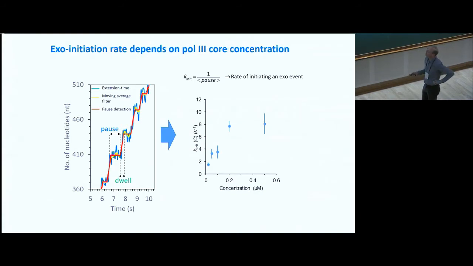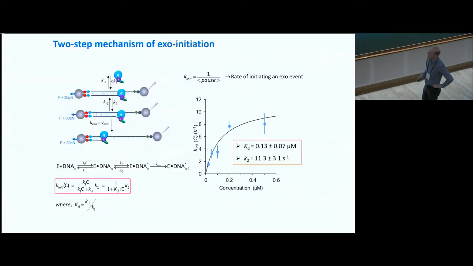So how can we describe this quantitatively? What's really happening? There's some initiation rate for an exo event after a pause. That rate depends on concentration, and so that's really just 1 over the pause time. So that's the rate of initiating these events. And we can fit this to a model. This is a mechanochemical model. Basically, there is some bimolecular step, so there's some probability of binding to the DNA to the place where it can undergo the exonuclease activity.